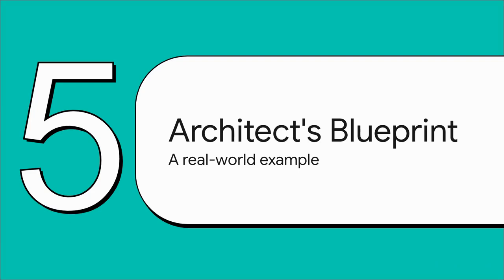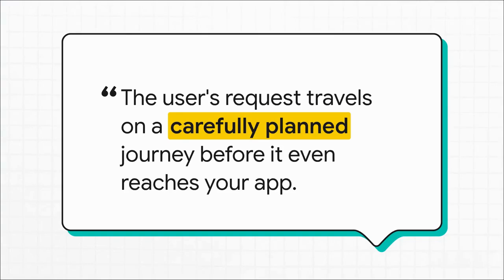Okay, so we've looked at all the individual pieces of the puzzle. Now let's put them together and see how they form a complete real-world architecture. We're going to trace a single user's request all the way from their browser to our application. And it's so important to remember this. None of this happens by chance. This is a journey that we, as the architects, designed from the ground up. Every single step is intentional, and it's all designed for performance, reliability, and of course, security.